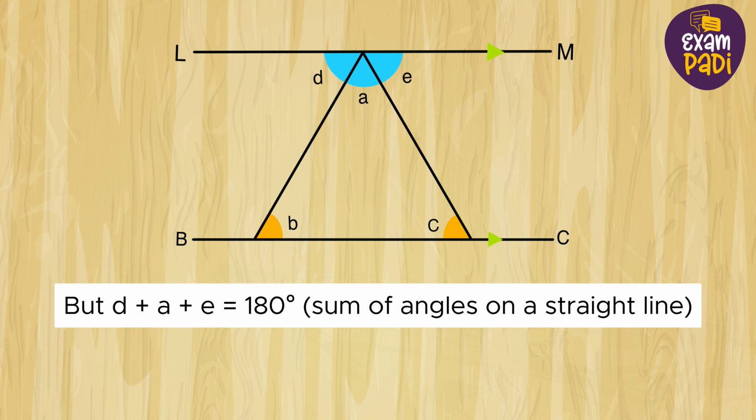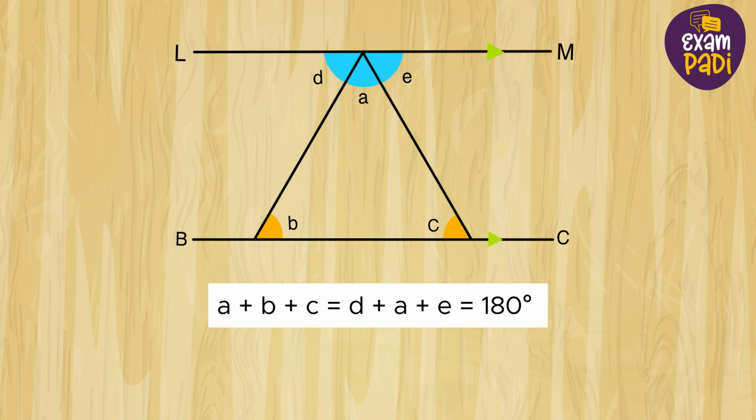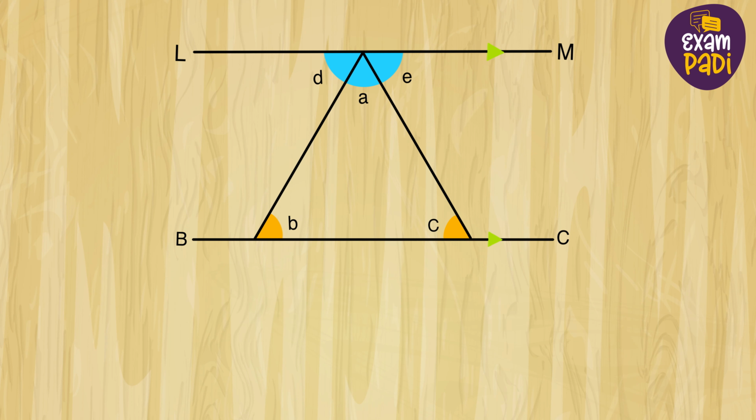But D plus A plus E equals 180 degrees. That is, the sum of angles on a straight line. Since D plus E equals B plus C, hence A plus B plus C equals D plus A plus E equals 180 degrees. Thus, the sum of angles of a triangle equals 180 degrees.